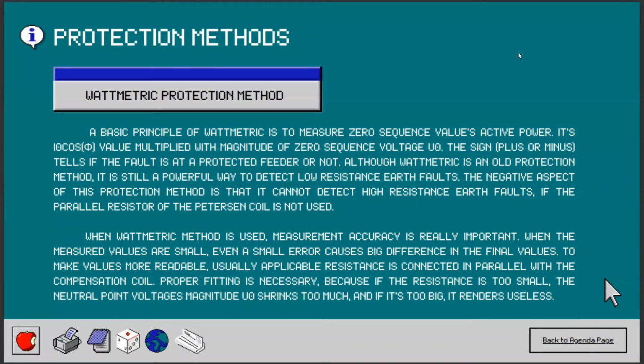When the watt metric method is used, measurement accuracy is really important. When the measured values are small, even a small error causes a big difference in the final values. To make values more readable, usually applicable resistance is connected in parallel with the compensation coil. Proper fitting is necessary because if the resistance is too small, the neutral point voltage magnitude shrinks too much, and if it's too big, it renders useless.